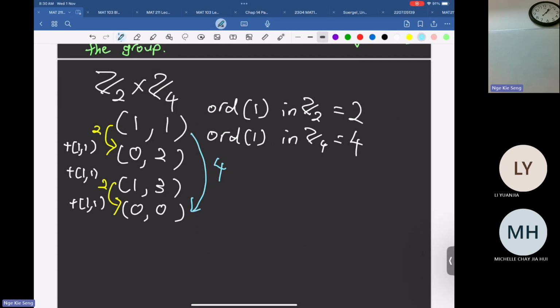Try more examples. Maybe try Z3 cross Z6. Maybe you are a person that's hard to convince. Try examples. What is the order of (1,1) in Z3 cross Z6? What's the order? How many times do you need to compose?